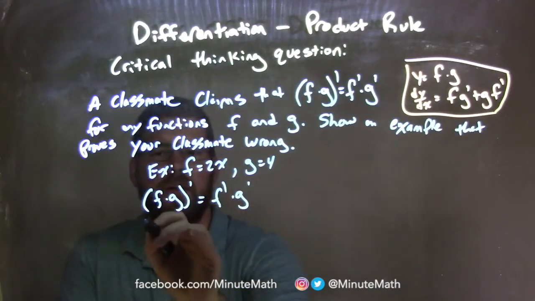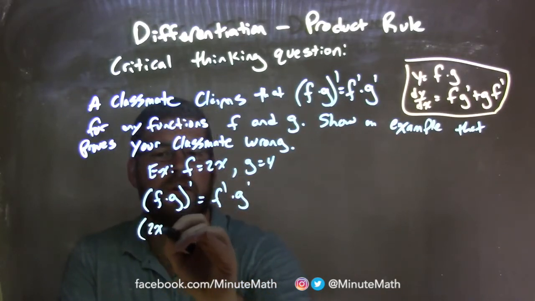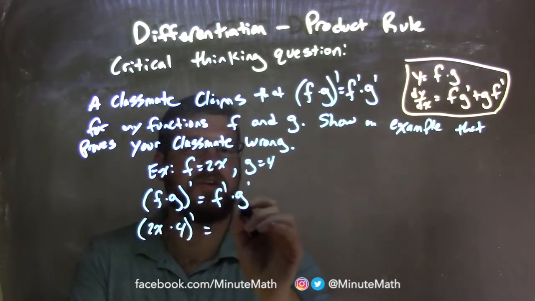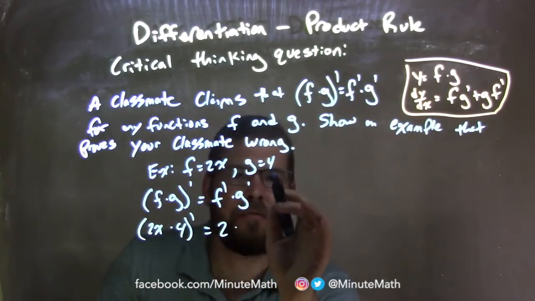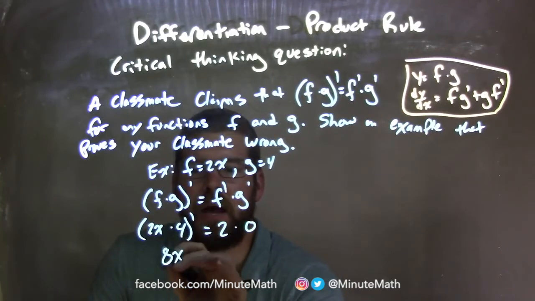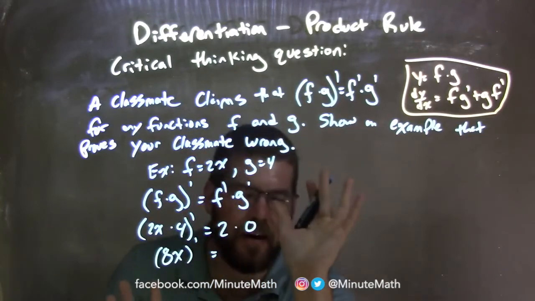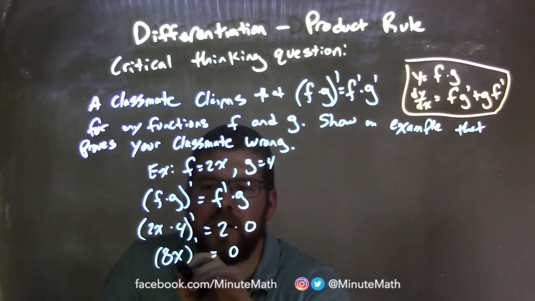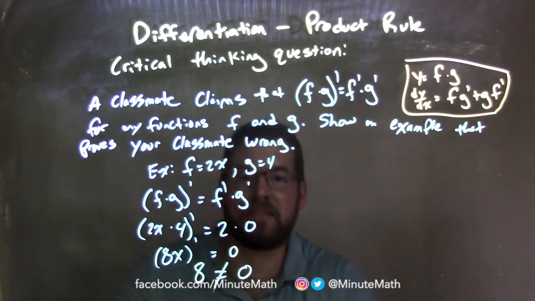Well, f times g, with f being 2x, so we have 2x times my g, which is 4. The derivative of that should equal each derivative individually. The derivative of f is just 2, and the derivative of g is just 0. Well, 2x times 4 is 8x, and we need to take the derivative of that. I know it's not legit math notation showing here. Well, 2 times 0 is 0. The derivative of 8x is just 8. So we have 8 is equal to 0, and that's not true.